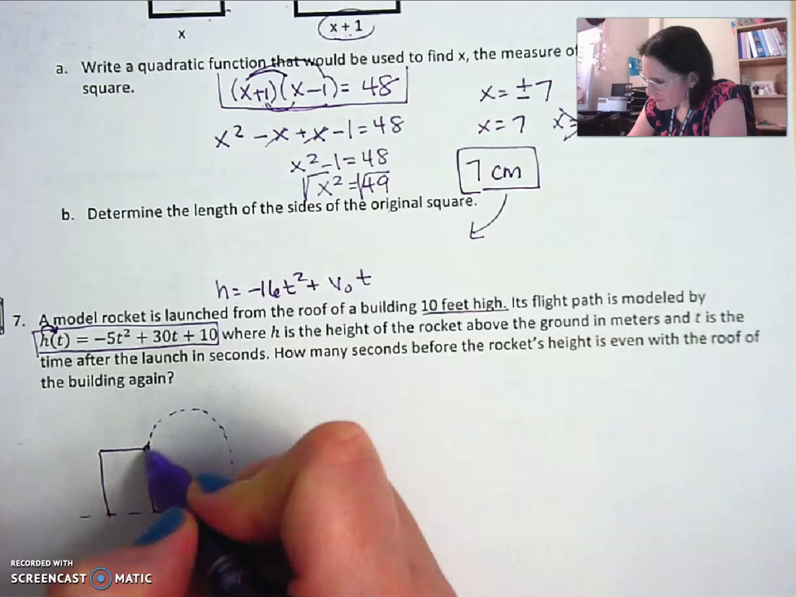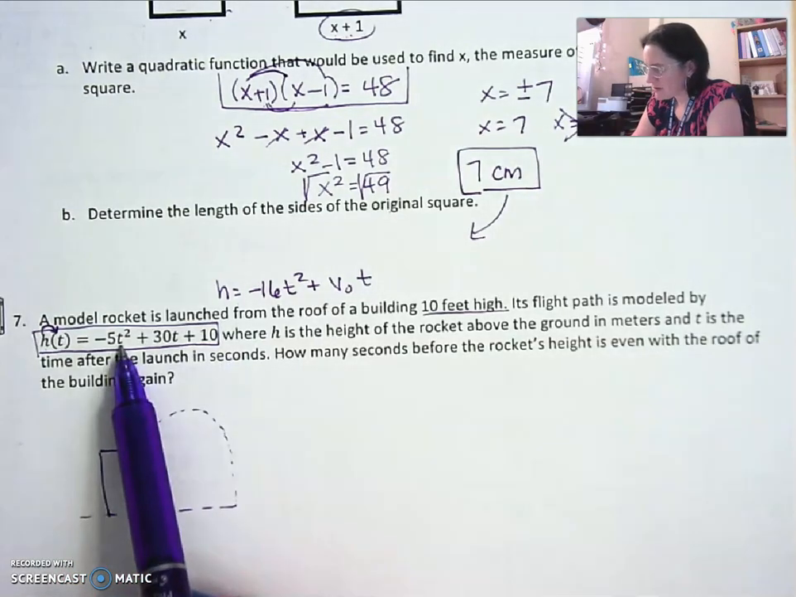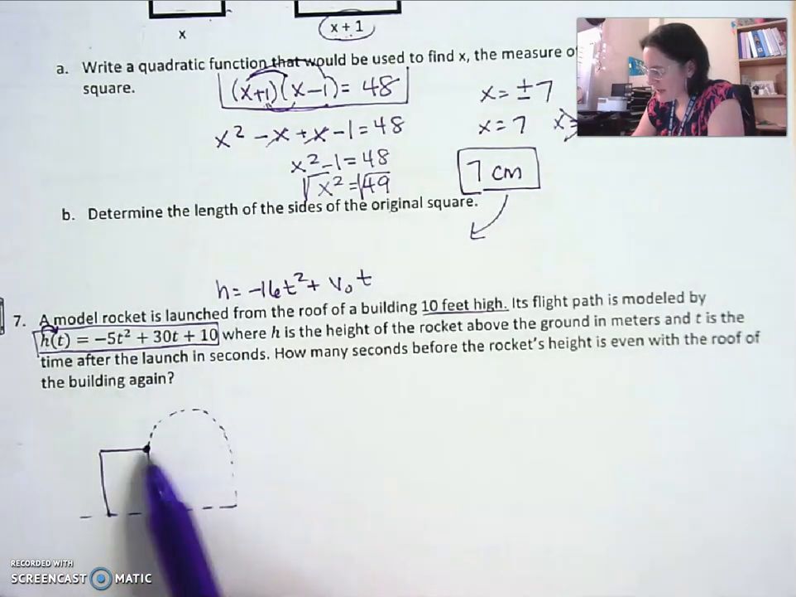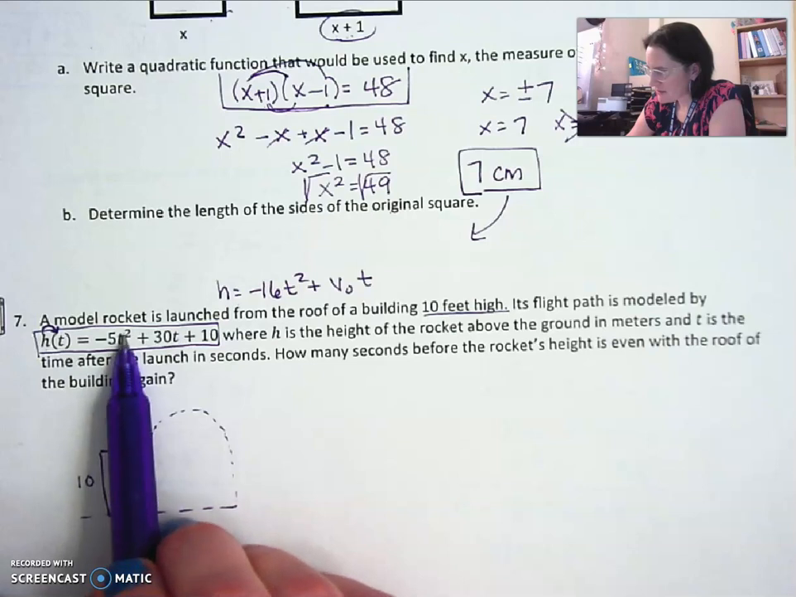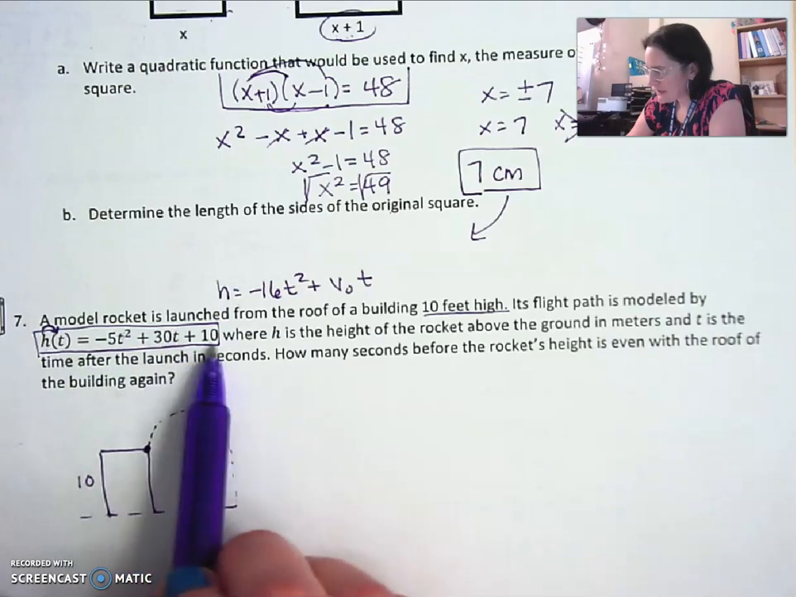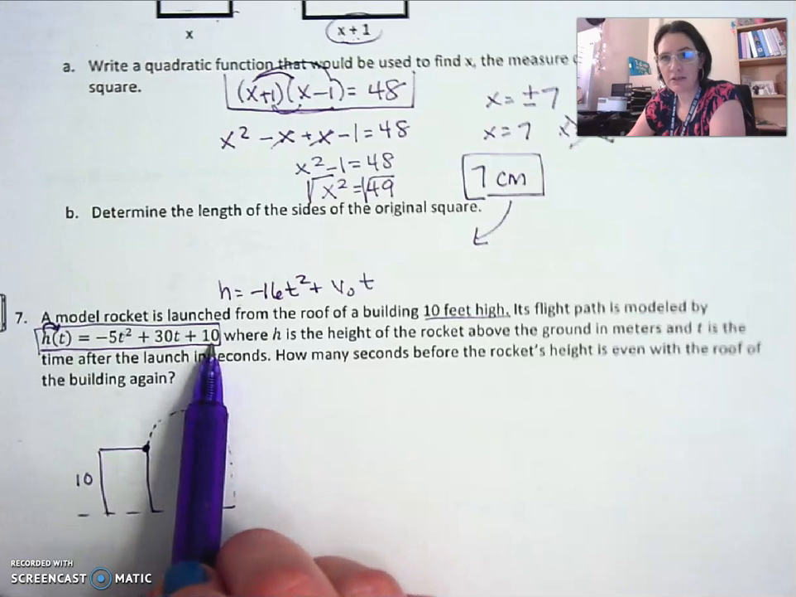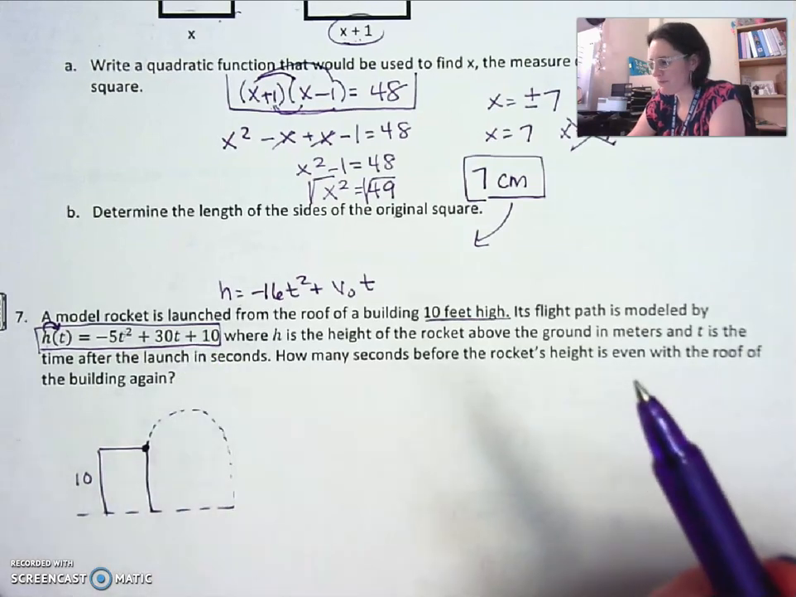Now, when the time is 0, when t is 0, it hasn't gone anywhere. So it's already at 10. Imagine for a second that you put 0 in for these t's. They would drop out, right? And you'd be left with just that 10. So at time 0, the height is already 10.